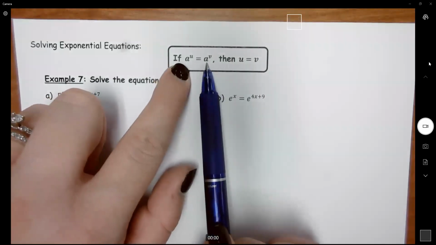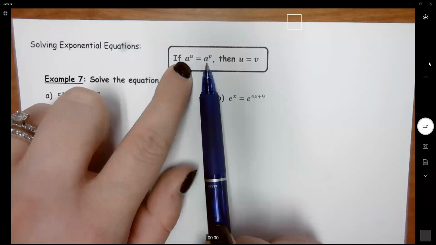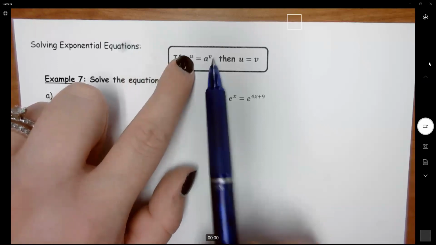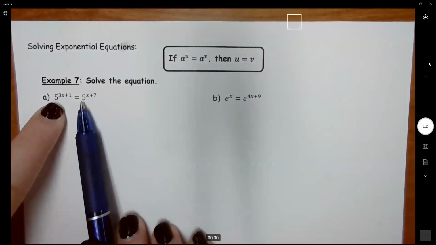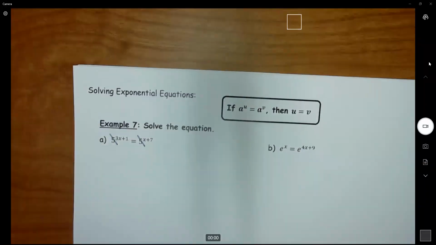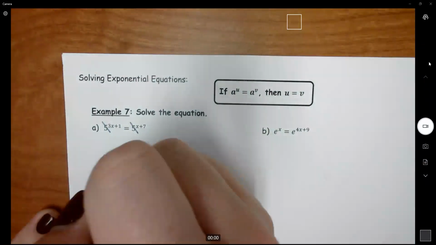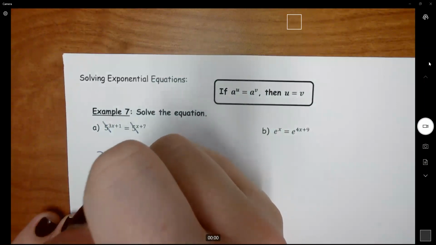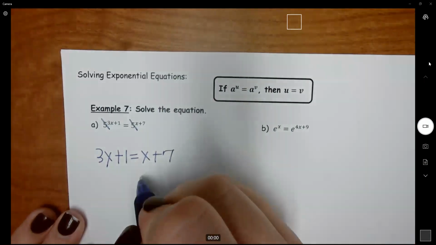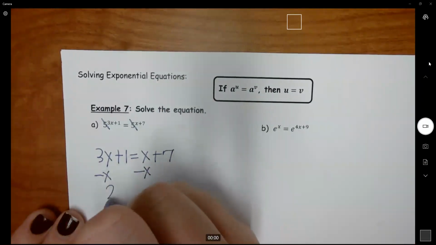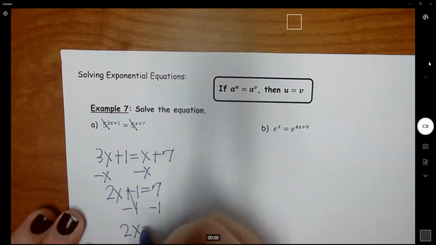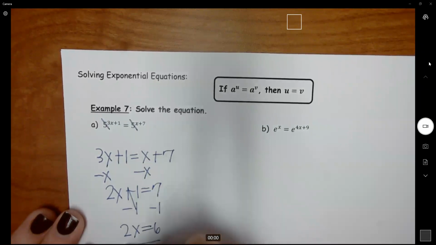What that is saying is if the bases of your exponents are the same, then you can just kind of cancel those out and say that the exponents equal each other. So here you have same bases of 5. So you can almost just sort of cancel those out and just say that the exponents of 3x plus 1 equals x plus 7, and then just solve. So we'll subtract our x. We get 2x plus 1 equals 7. Subtract 1. 2x equals 6. And so therefore x equals 3.